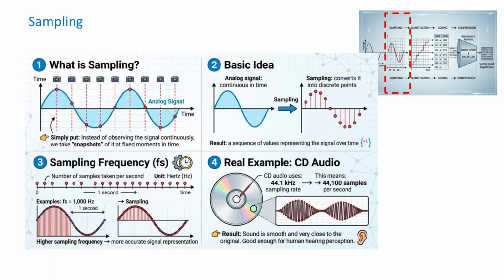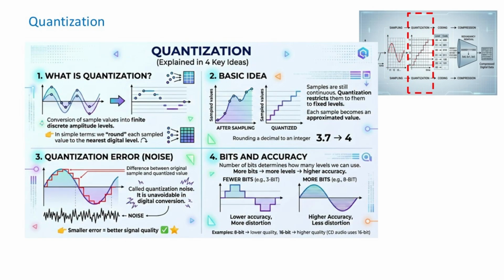That means 44,100 samples per second. This is high enough to reproduce sound smoothly and accurately, making it good enough for human hearing. Quantization is the process that comes after sampling.